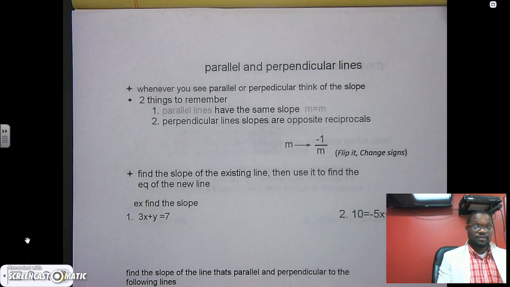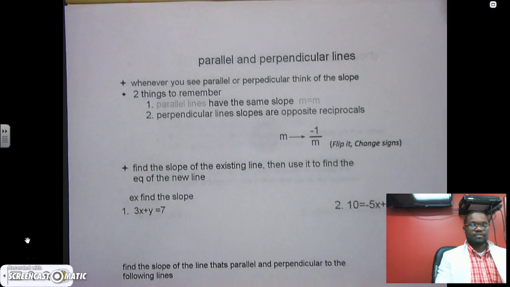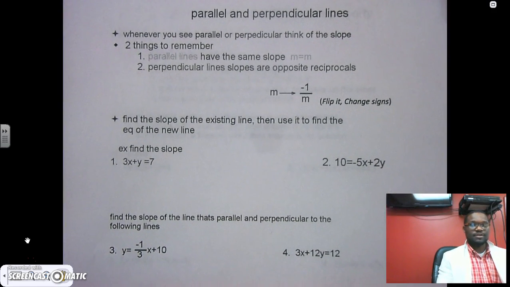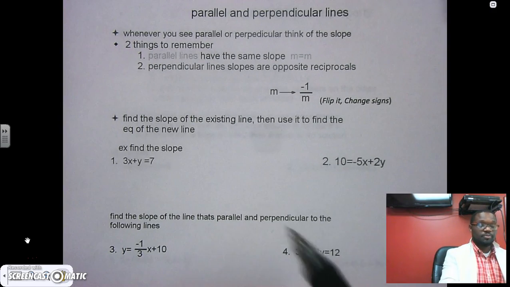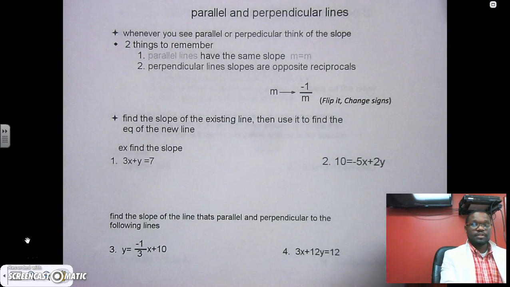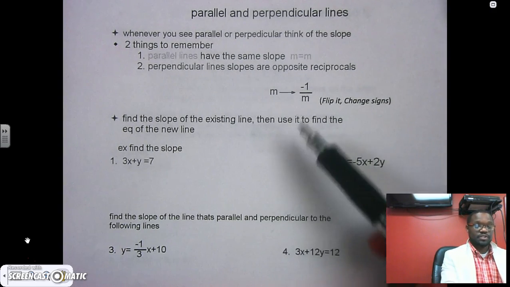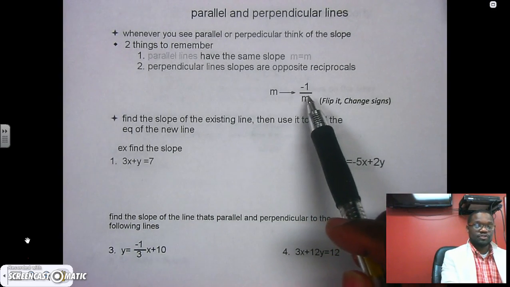Okay guys, today we're going to talk about parallel and perpendicular lines, and it's a very simple concept if you wrap your mind around it. The basic concept is you need to be thinking of slope whenever you see the word parallel and perpendicular. A couple of things you should remember: parallel lines have the same slope. Perpendicular lines, slopes are opposite reciprocals, and that's what this little demonstration is trying to show you here.